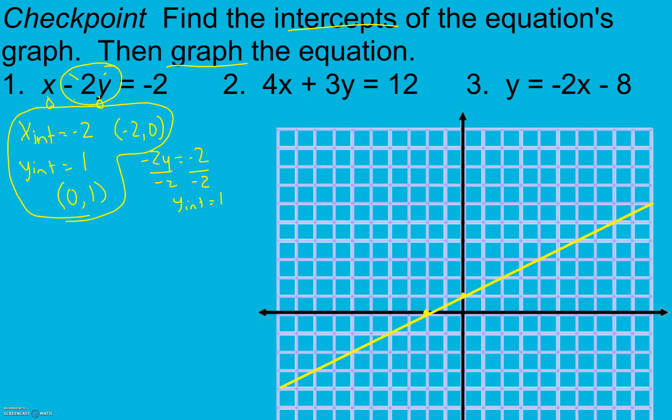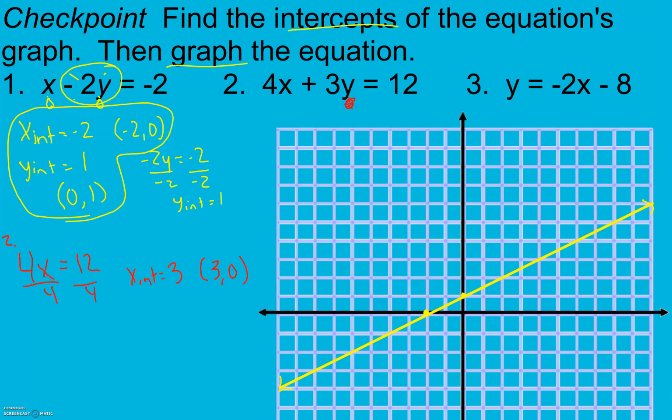And arrows to show continuous. Remember, we want to extend that through those lines, so we have a nice big line here. For number 2, to find my x-intercept, I make my y value 0, and I have 4x equals 12. So divide by 4, and my x-intercept is 3, or the point x is 3 when y is 0.